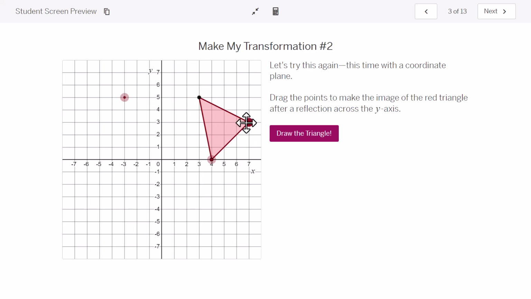As I'm taking this coordinate, it looks like it's 7 units from my line of reflection. So I'm just going to move it 7 units to the other side. And I'm going to reflect this coordinate that's 4 units from my line of reflection and move it 4 units to the other side. All right, and there we go.